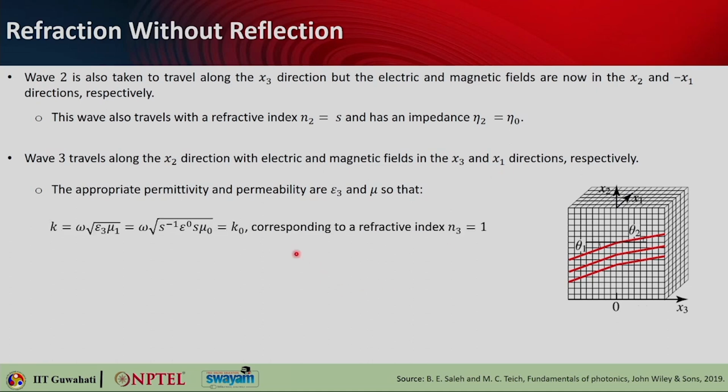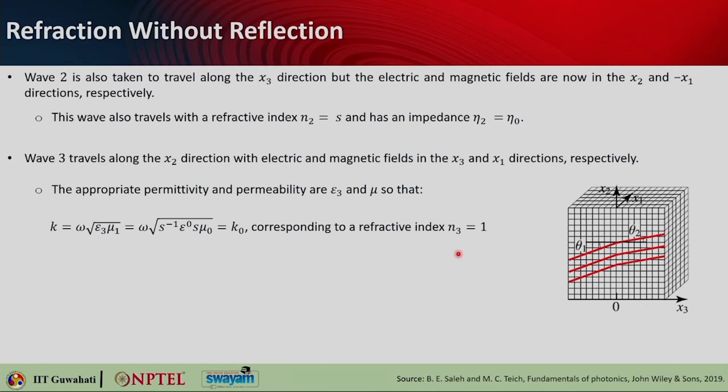So in that case, the approximate permittivity and permeability are basically epsilon 3 and mu, okay. It should actually be mu 1 because it is along the x1 direction. So consider this as mu 1, and you can then calculate what k is. k will be omega square root of epsilon 3 mu 1, and epsilon 3 can be written as S inverse epsilon naught, and mu 1 can be written as S mu naught. So S inverse and S cancel each other out, and you get the same wave vector, okay. In that case the refractive index along the n3 direction is also 1, okay.